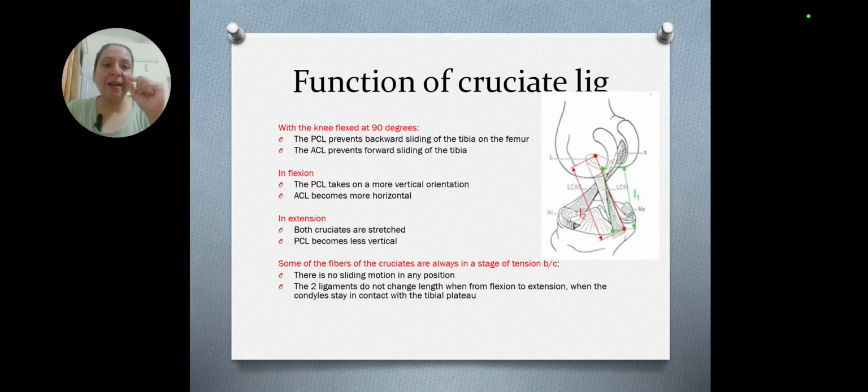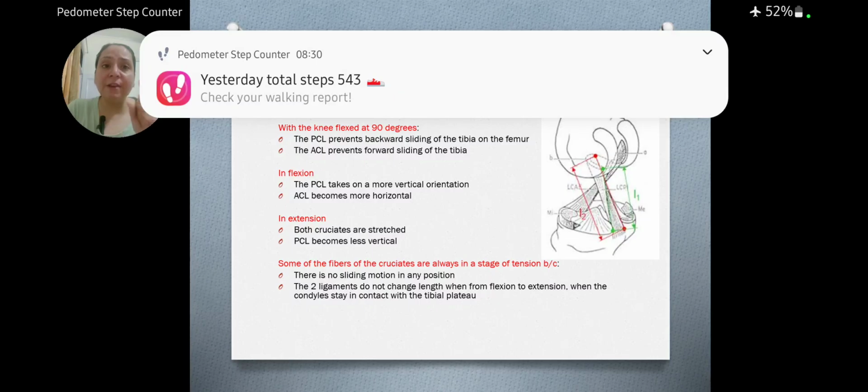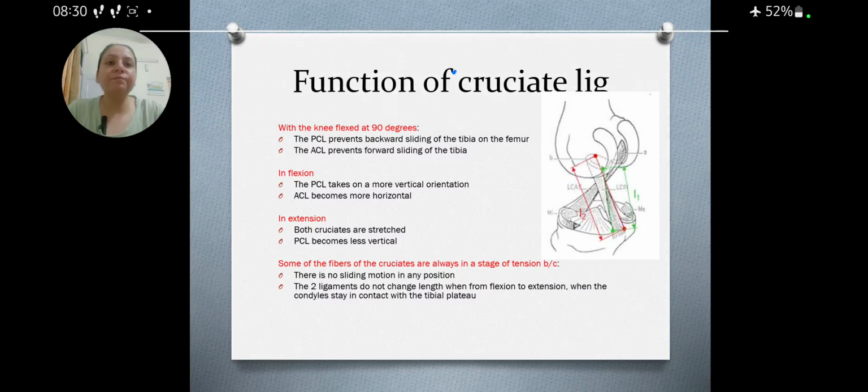But here I would like to add that the posterior cruciate ligament was giving us the lateral rotational stability, whereas the anterior cruciate ligament was giving us the medial rotational stability. The posterior cruciate ligament was also active in knee flexion.